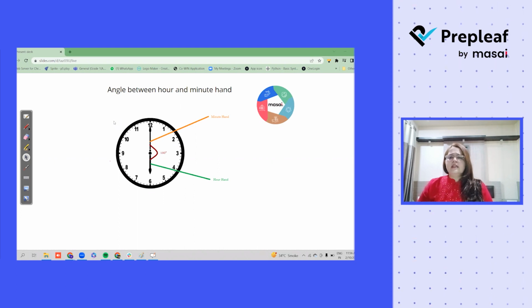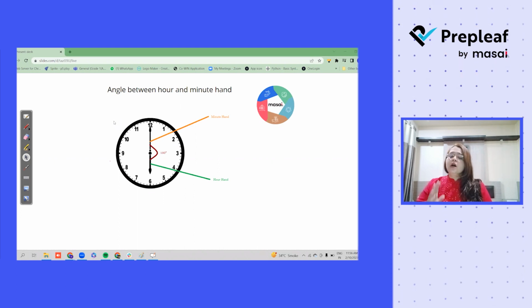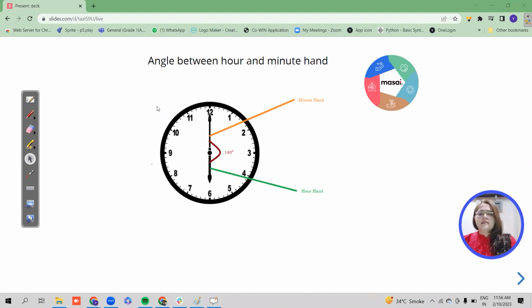Now this is an easy example given to you here. The hour hand is at 6 and the minute hand is at 12. So we can easily say the angle there is 180 degrees. Yes, but let's see what the tricky questions could be. Before that, let's understand the basics of a clock.